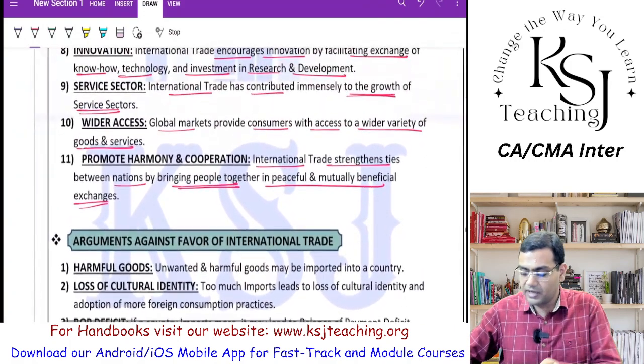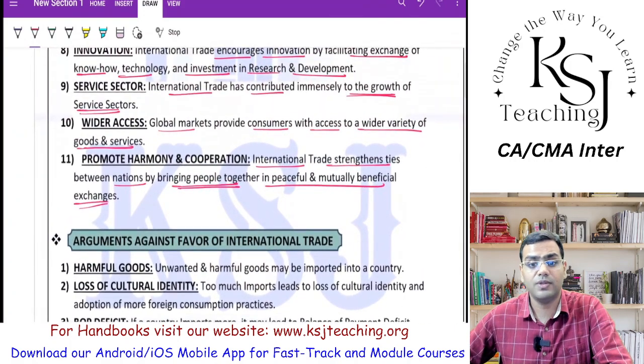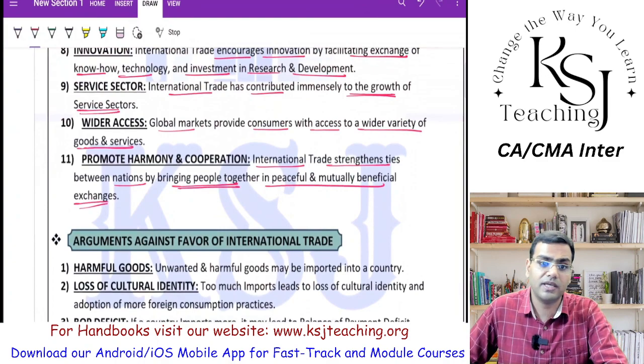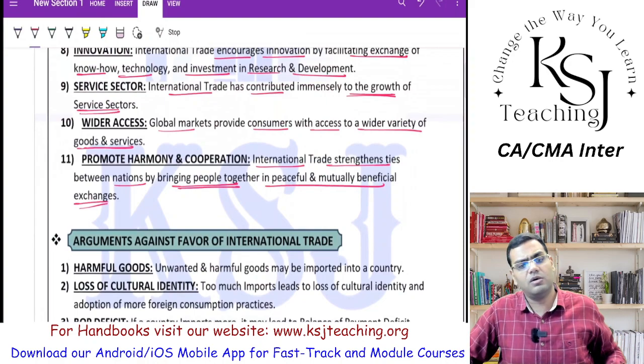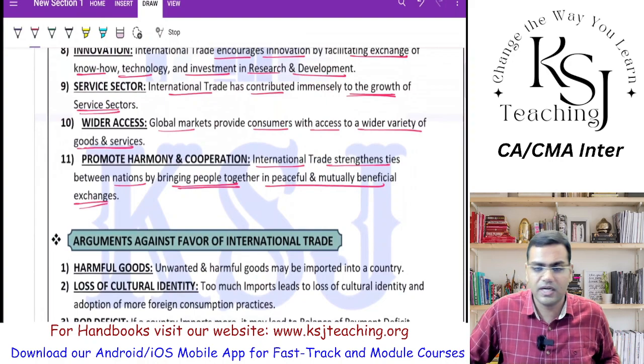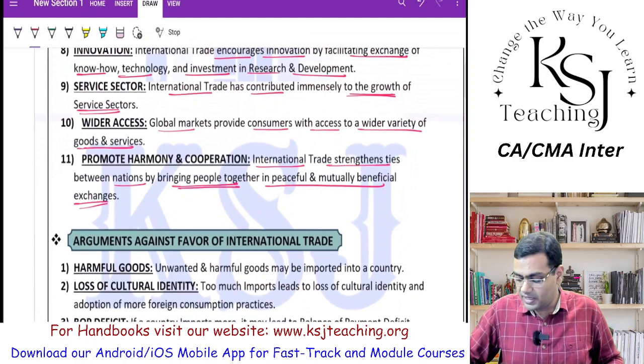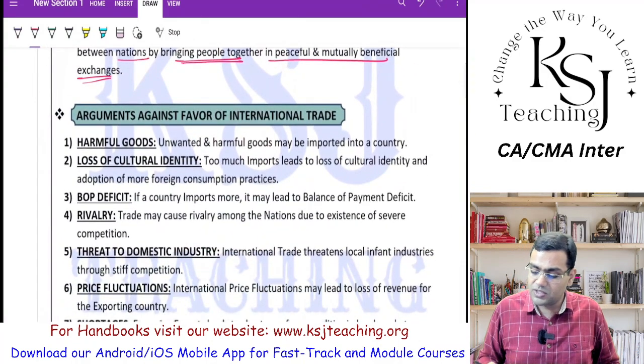So these were the arguments in favor of international trade, that is how international trade helps the various nations in growth, in the exchange of know-how, technology, resources, in whatever way, right? How both the nations can get benefited. Now, he says there are some arguments which are against international trade, right?